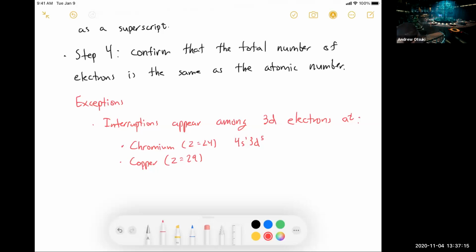So copper is 4s1, 3d10. And it has the argon shell. So you can write the whole thing out or just say argon, 4s1, 3d5, and argon, 4s1, 3d10. Okay? So okay, let's now try one ourselves. Okay, here's an example.